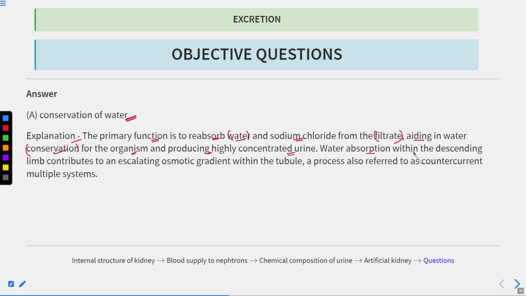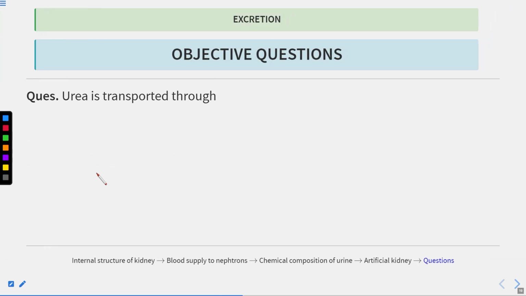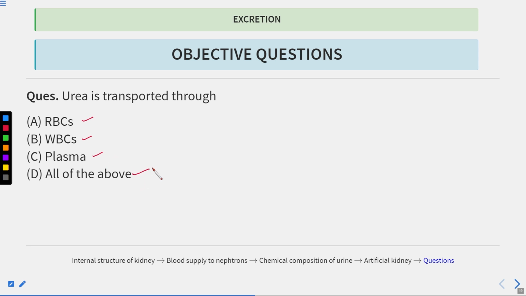Now the water absorption within the descending limb contributes to an escalating osmotic gradient within the tubule, and this process is known as the counter current multiplier system. All right, this is clear. So option number A is the correct answer here. Now next question is, urea is transported through, options are RBCs, WBCs, plasma, or option D is all of the above.